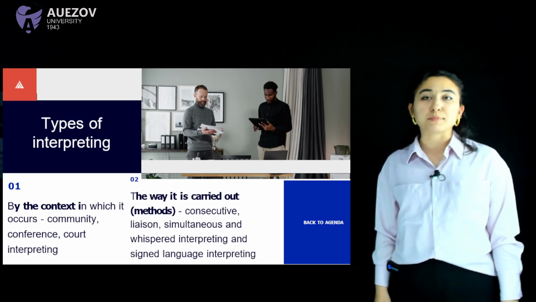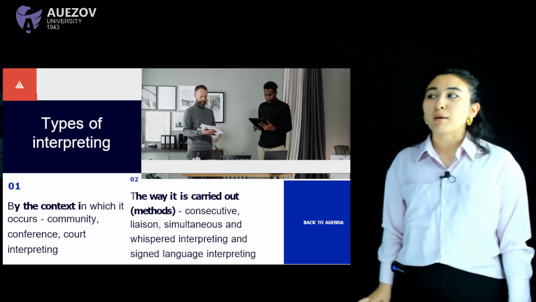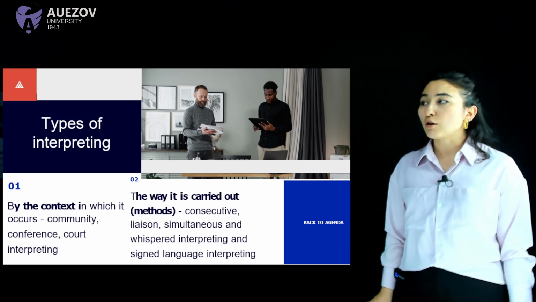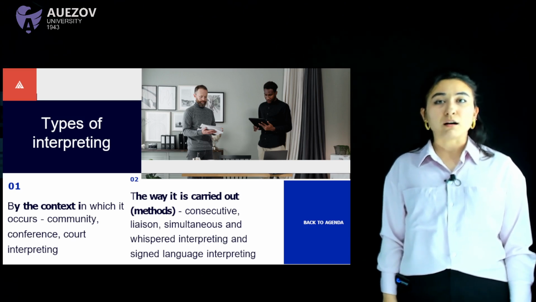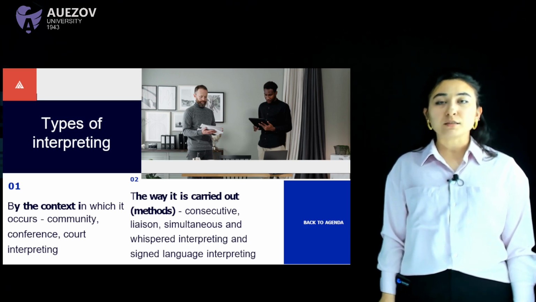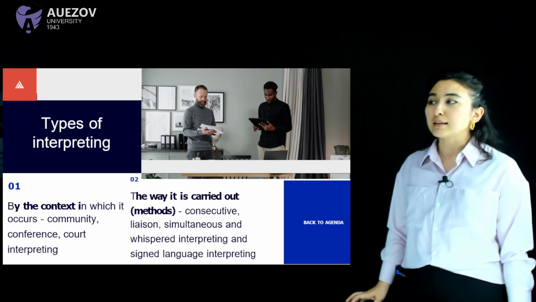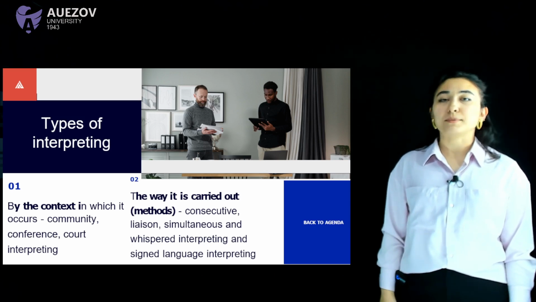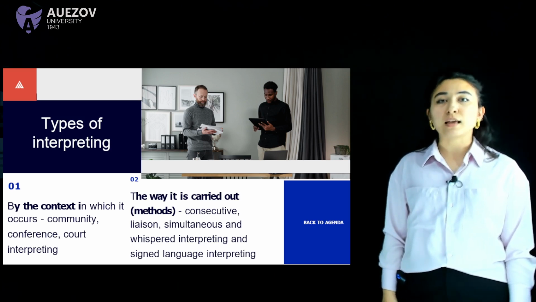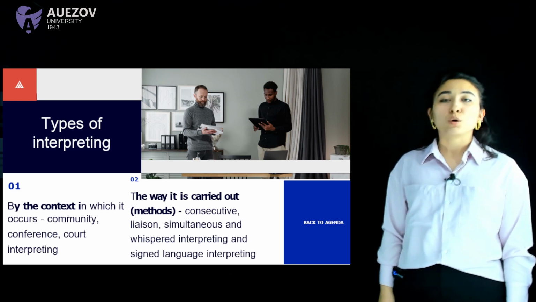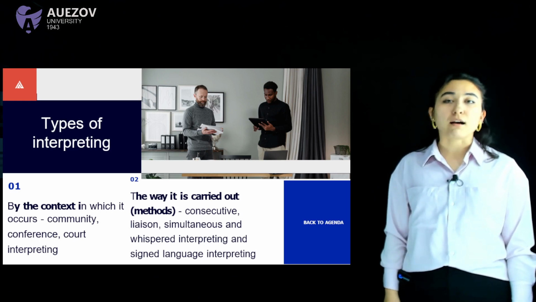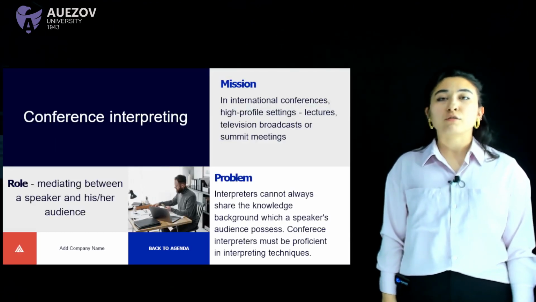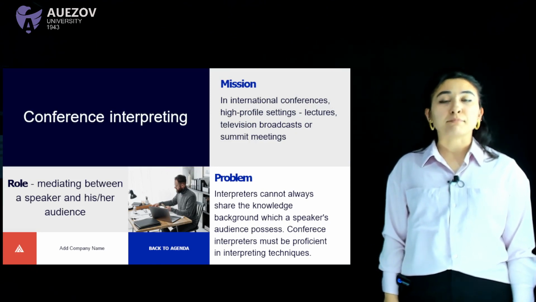Next, what are the types of interpreting? The types are by the context and by the way it is carried out, by the methods. So by the context, these are three types: community interpreting, conference interpreting, and court interpreting. By the method, these are the types: consecutive interpreting, liaison, then simultaneous interpretation, whispered interpreting, and signed language interpreting.